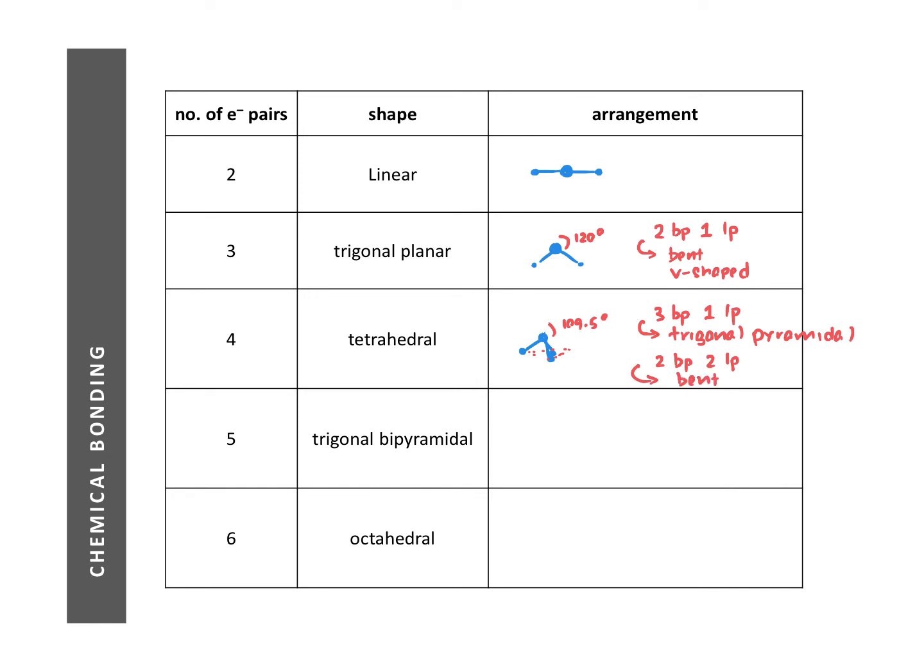Now if we have 5 electron pairs around a central atom, the furthest that we can separate them would look like this. So the electron pairs around the central atom will be as far apart as they can be. Now what do we call this shape? We call this trigonal bipyramidal.